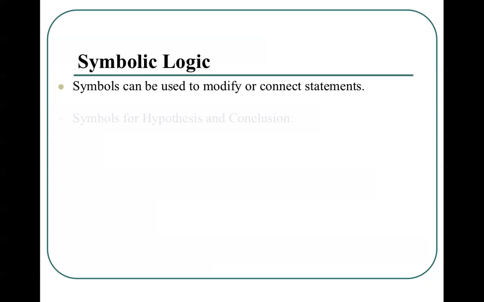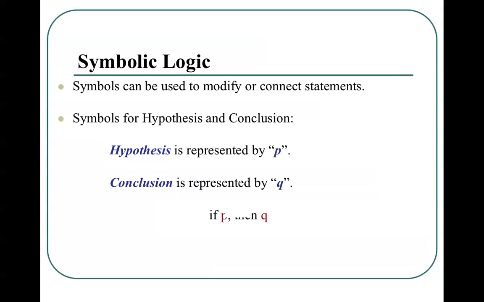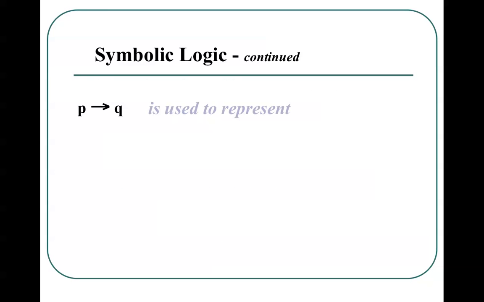All right, symbolic logic, okay. Here's our symbols. We're going to use P for hypothesis, Q for conclusion. We also will use a little arrow to indicate P is implying Q. Okay, there's your arrow.